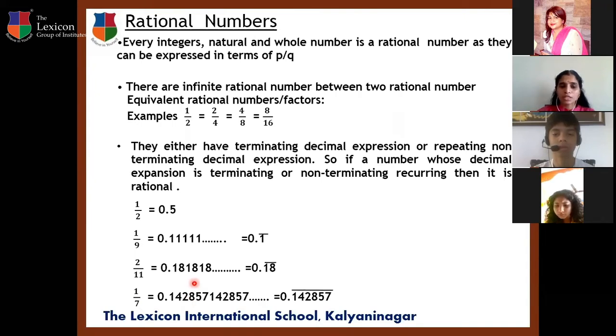So these are the representations of rational numbers in P by Q form, and all our integers and whole numbers are written without a denominator, but we know that we can write them with a denominator. So they all are rational numbers in P by Q form, and Q is not equal to 0.